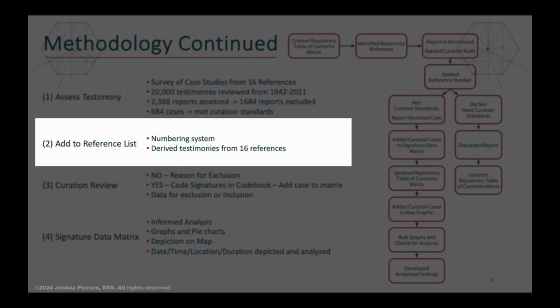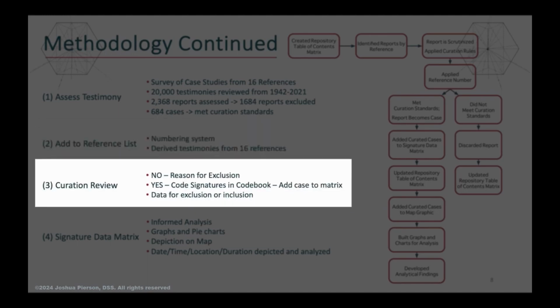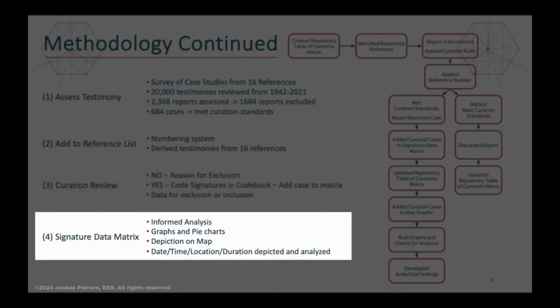The reference database included a case number, reference number, and which testimonies, reports, and cases were included and excluded. I then sorted the cases by reference and offered exclusionary criteria if they were excluded. During the curation review, I annotated the reason for exclusion. For those that were included, I extracted the signatures and added them to the case matrix. I used notebooks to capture the signature. Lastly, the signature data matrix informed my analysis.